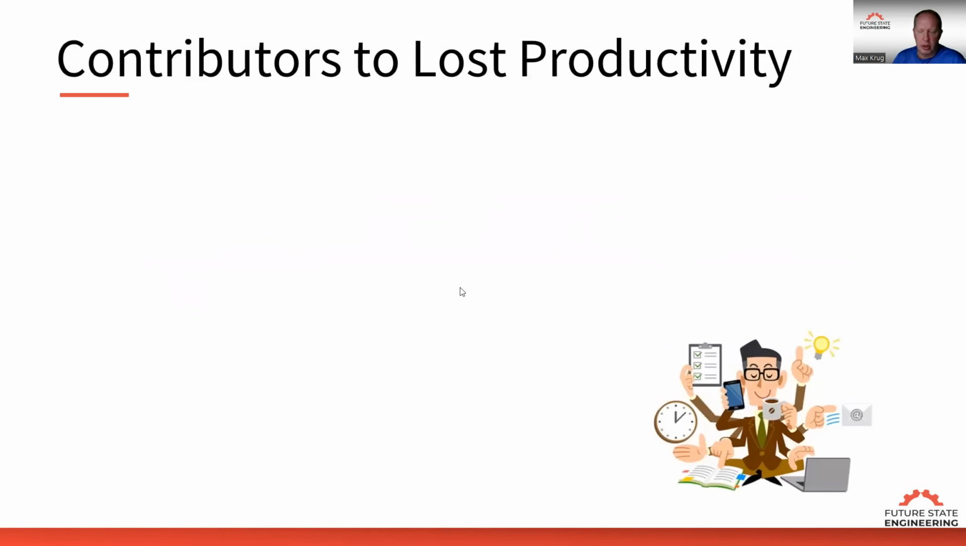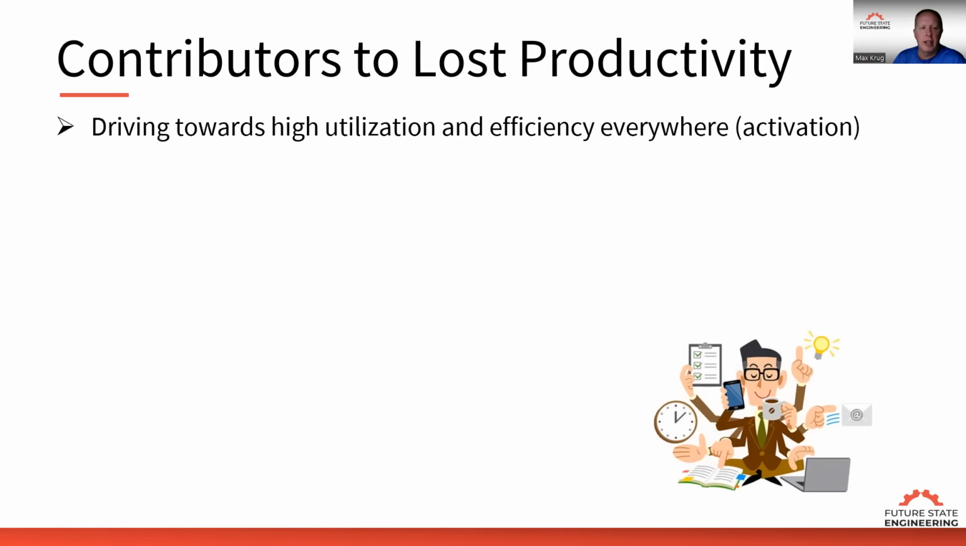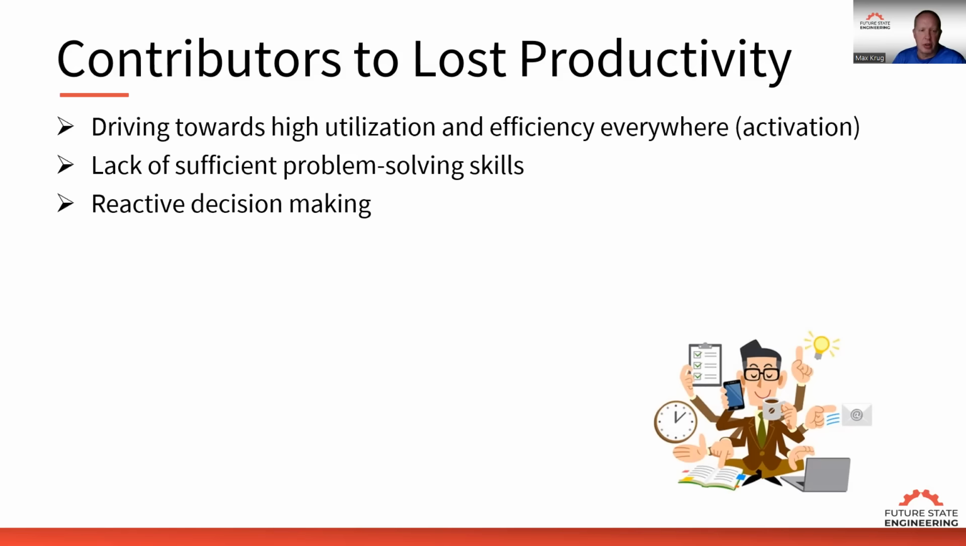So what are contributors to lost productivity of the system? Systems thinking that drives high utilization and efficiency everywhere, activating everybody to keep busy, contributes to lost productivity. Another is lack of sufficient problem-solving skills. People don't know how to effectively solve problems. They just put in Band-Aid solutions, and of course that doesn't help. It puts more activities on the people in the process, and we still have the problems.